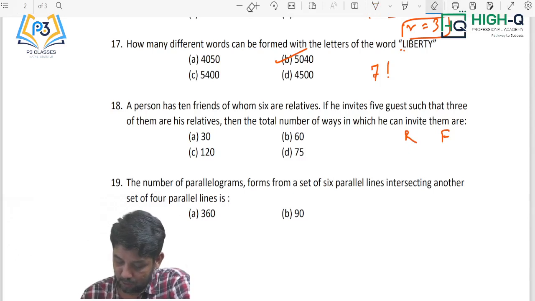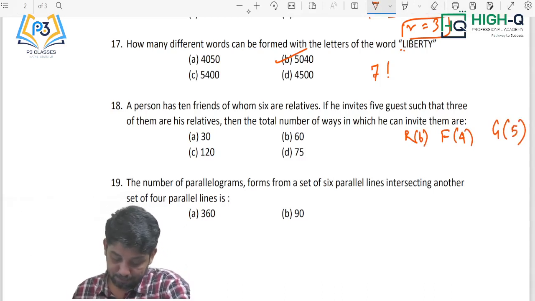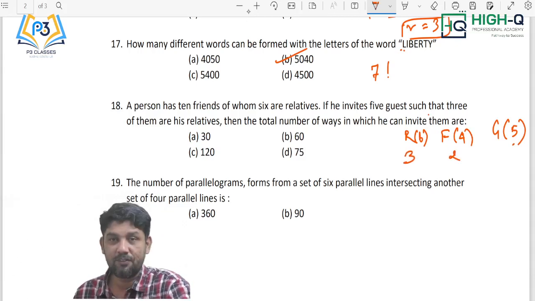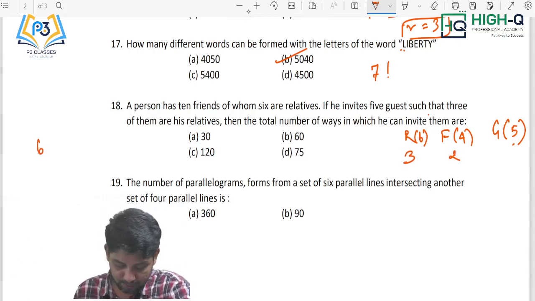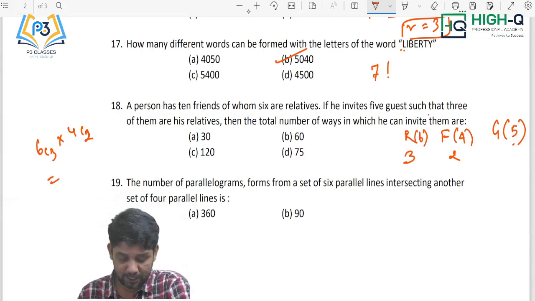Am I right, my dear? Total there are 10 people, 6 relatives and 4 friends. How many guests are you going to invite? 5 guests. Such that 3 of them are relatives. Out of 5 guests, 3 must be relatives, 2 are definitely going to be friends. So is it nothing but 6C3 into 4C2, my dear? 6 into 5 into 4, that is 20, into 6, 120 ways.